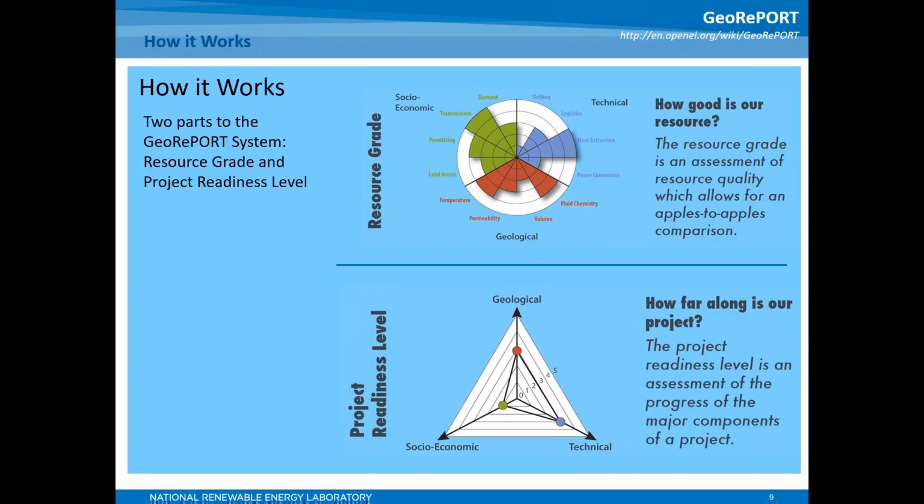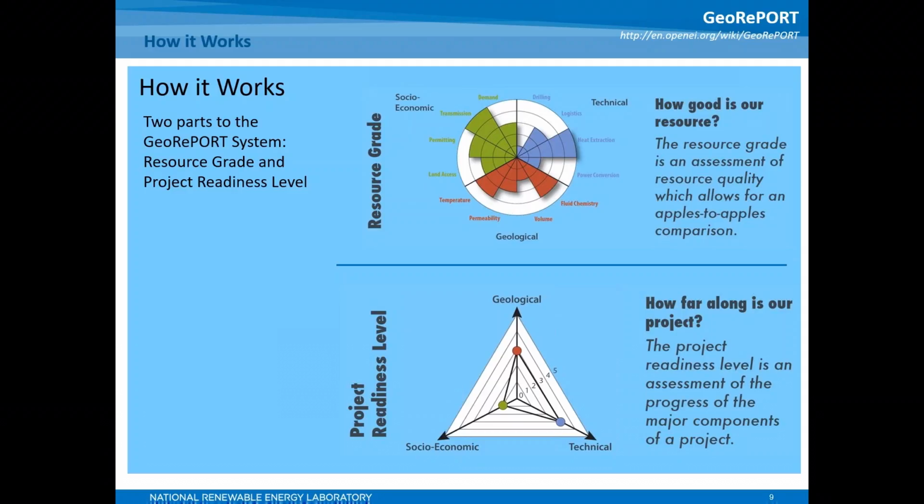The GeoRePORT protocol has two main parts: resource grade and project readiness level. Each part is divided into three main topics: geological, technical, and socioeconomic assessments, which you can see in both the resource grade and project readiness level graphics. Resource grade addresses the question, how feasible is it to develop this resource?